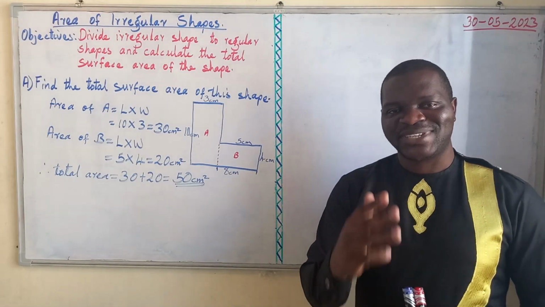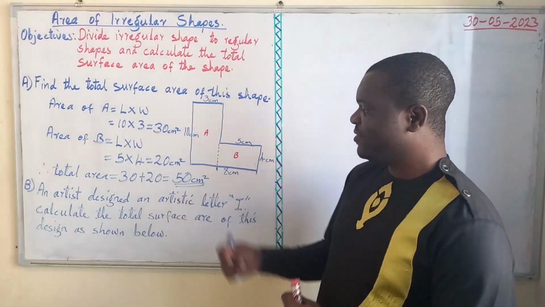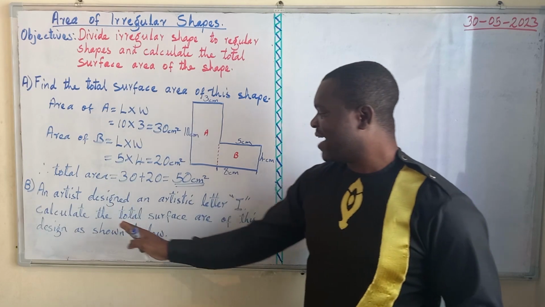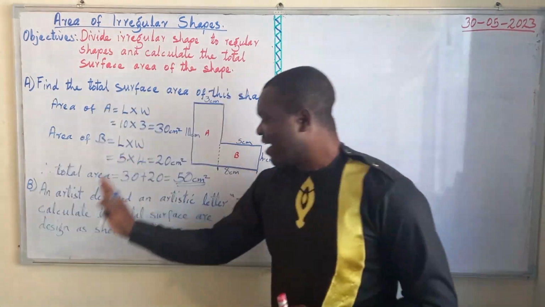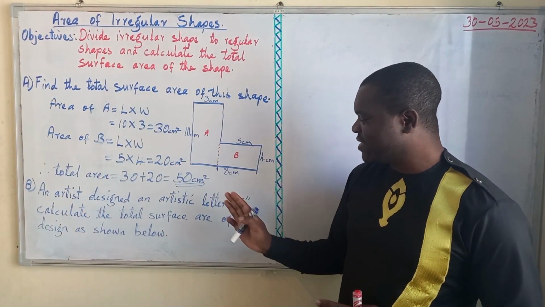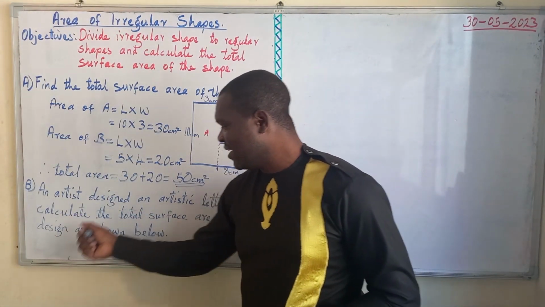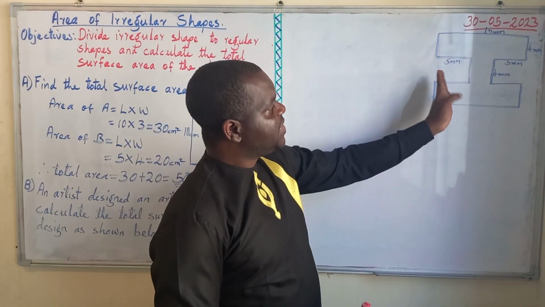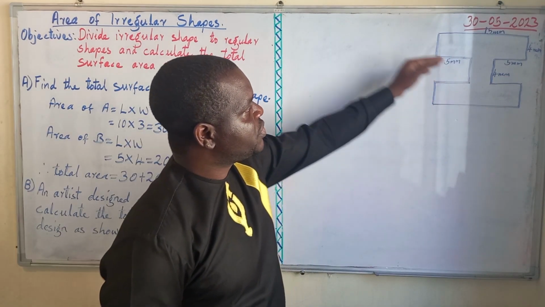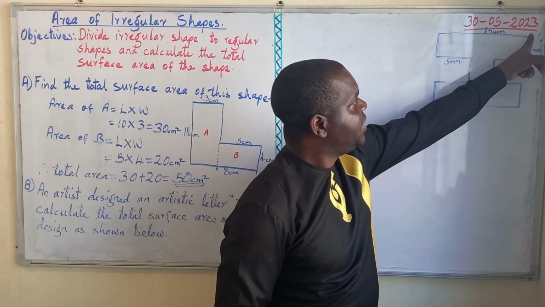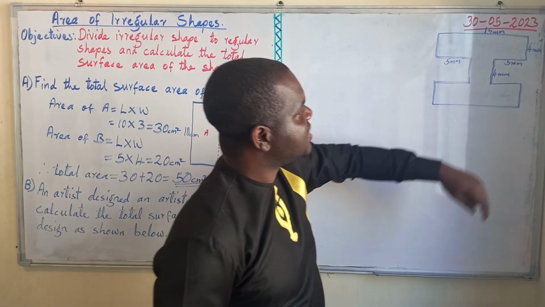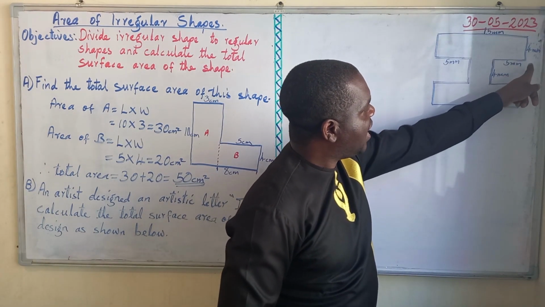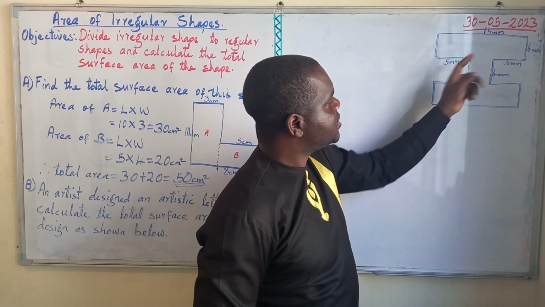Let's move on to the second example. It reads, an artist designed an artistic letter I. Calculate the total surface area of this design as shown below. Here is the letter, and the dimensions are given as follows. From here right over there is 15 millimeters. This is 4, this is 5, this is 4, and this is also 5.